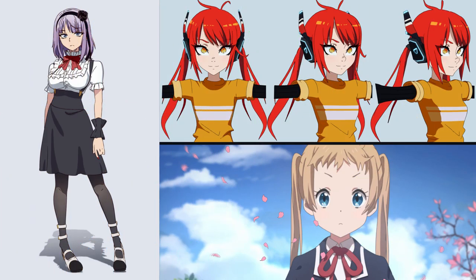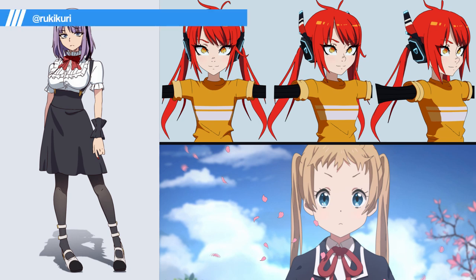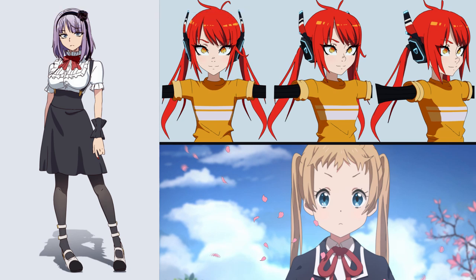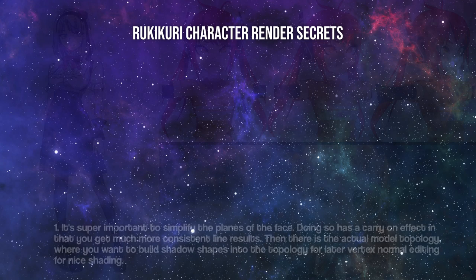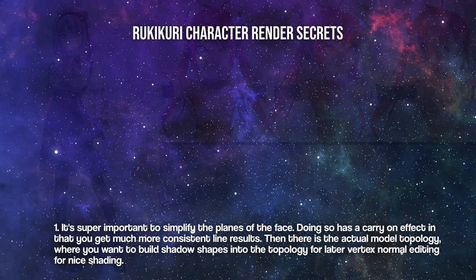You must have seen these 3D renders, and they look very hand-drawn. We chatted a little bit with @rukikuri on what makes her character renders stand out, and here's what she said. 1. It's super important to simplify the planes of the face. Doing so has a carry-on effect in that you get much more consistent line results. Then there's the actual model topology, where you want to build the shadow shapes into the topology for later vertex normal editing for nice shading.